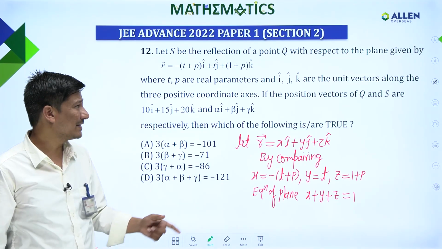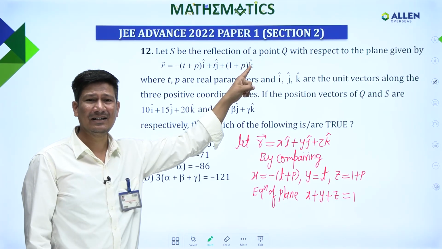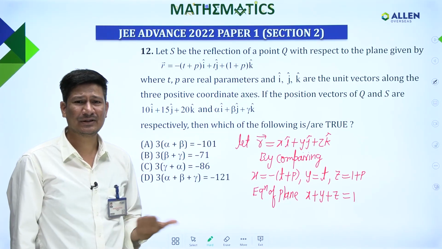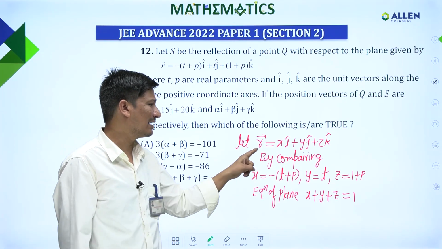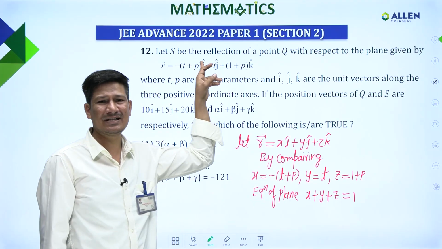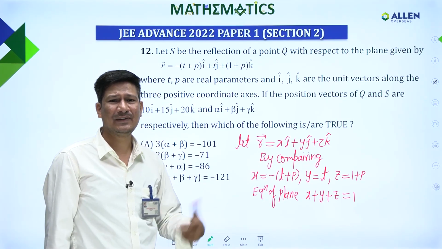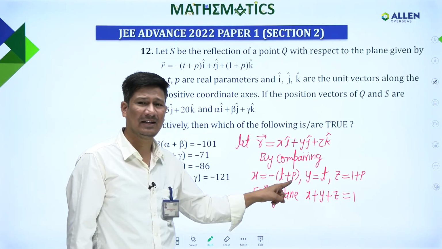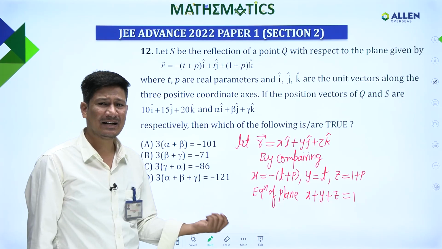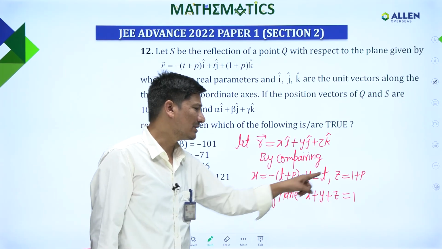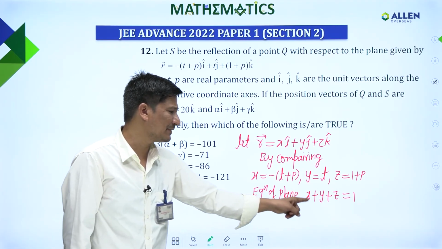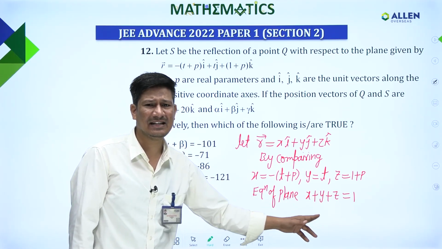Now guys, that is the parametric form of the equation of the plane. First, I am converting it into Cartesian form. For that, I consider the position vector r equal to x i cap plus y j cap plus z k cap. Then compare the coefficients of i, j and k. You will get x is equal to minus t plus p, y is equal to t, z is equal to 1 plus p. Now eliminate the parameters. How? Put the value of t as y, put the value of p as z minus 1. After that, you will get the equation of the plane as x plus y plus z is equal to 1. I think it is very easy, you will be able to calculate easily.